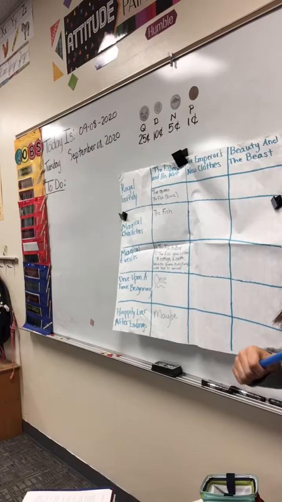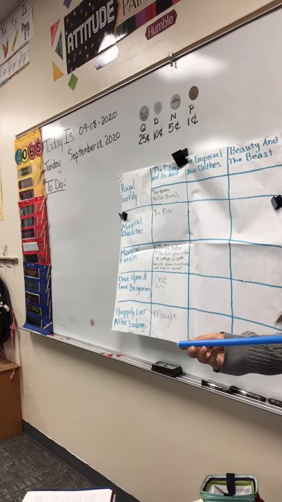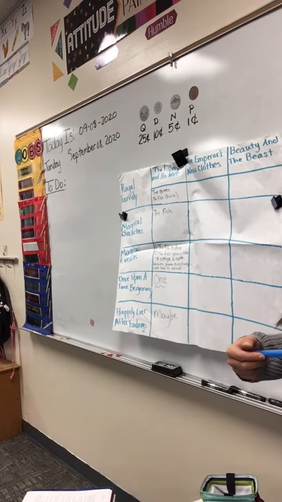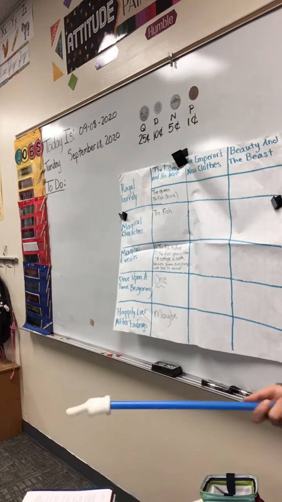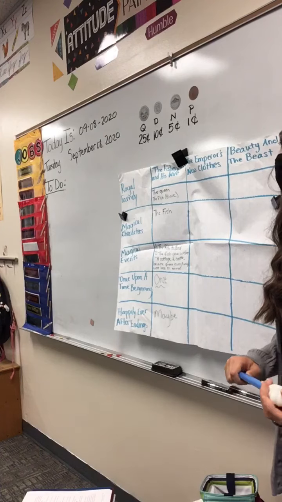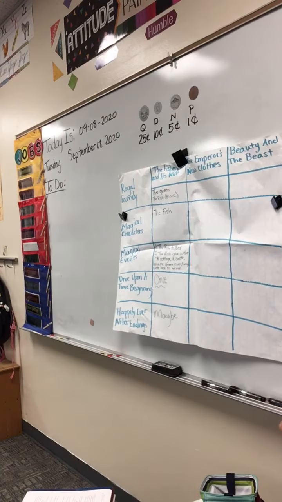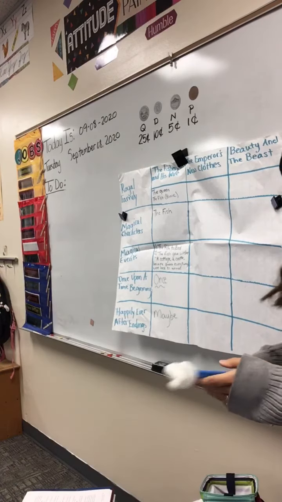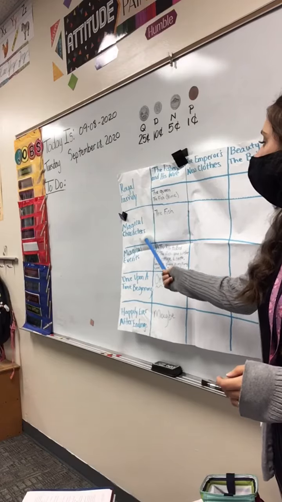Clayton. The fish. The fish, he was a prince. And the woman, she became a what? She became a queen. Okay, then we have, can anybody read this for me?